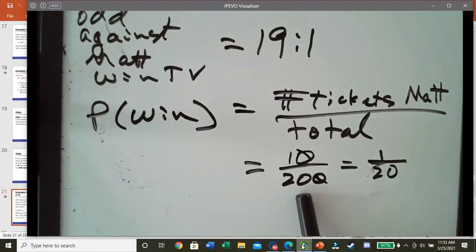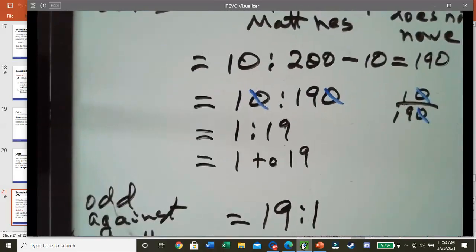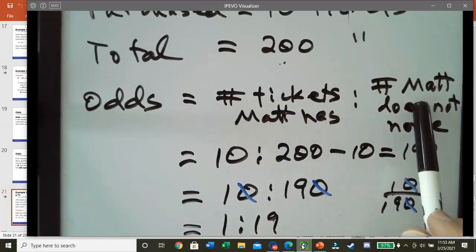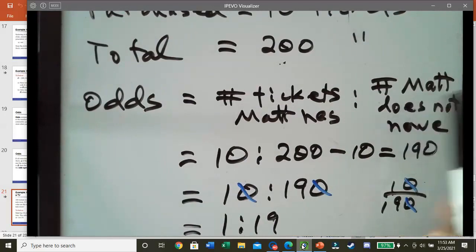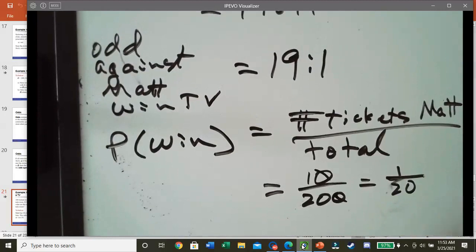Here, this is success and failure: tickets plus not tickets, right? Total. Whereas here, with odds, you're looking at the number of tickets Matt has to the number of tickets Matt does not have. See the difference? The total is the number of tickets Matt has and the number of tickets Matt does not have. Okay? Questions there? Okay.